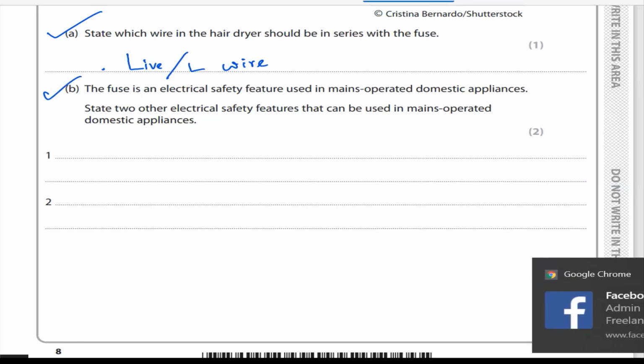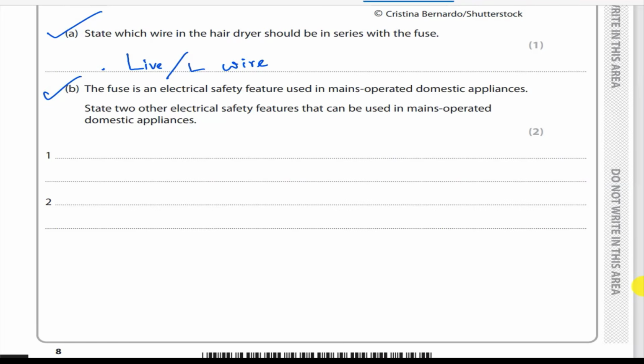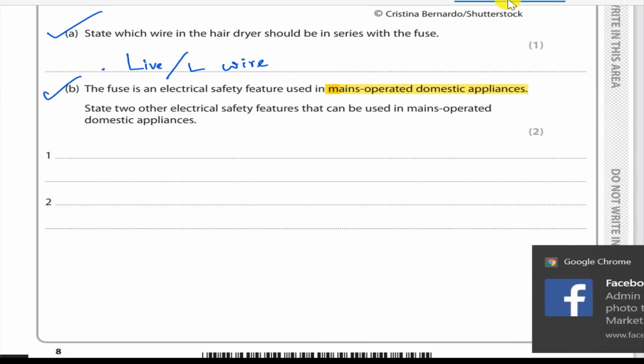Question B, the fuse is an electrical safety feature used in mains operated domestic appliances. State two other electrical safety features that can be used in mains operated domestic appliances.